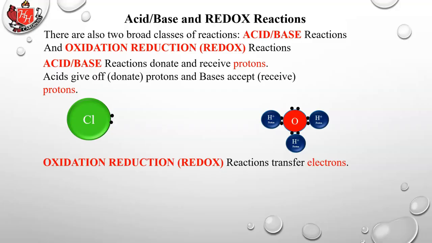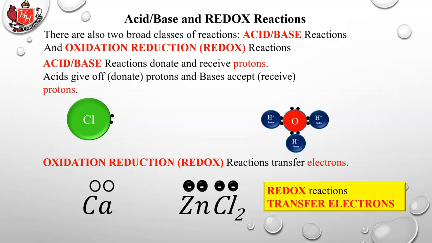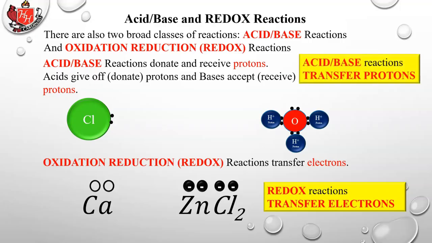Oxidation reduction redox reactions transfer electrons. So there you see the calcium and the zinc. The zinc has lost 2 electrons to the chlorides, so it is deficient. It's a 2+ charge. So what can happen is it can take those electrons away from the calcium, and now the zinc no longer has a 2+ charge, the calcium does, which means the calcium is going to switch places with it. But that's called a redox reaction. It transfers electrons. So redox reactions transfer electrons, and acid-base reactions transfer protons.